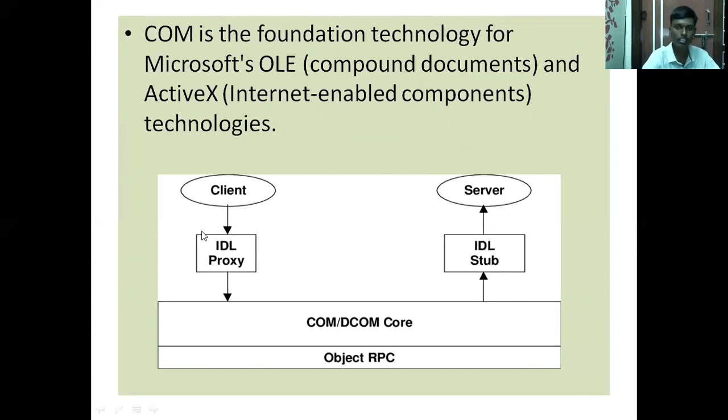Here we can see the client, and at last we can see the server. Here the client is linked with the ideal proxy, and it is linked with the COM or DCOM core and object RPC. Here we are saying about the COM core, the Component Object Model core, and object RPC, and it will give an output to the ideal stub, and it will be linked to the server. Here the client is posing an application, and after the internal process developed by the COM core, it will give an output to the server, which will be received by software and process.